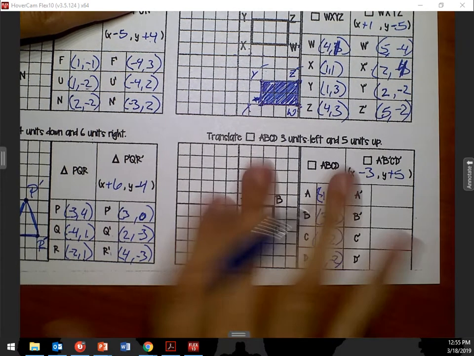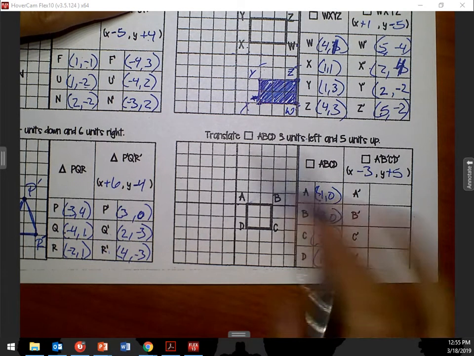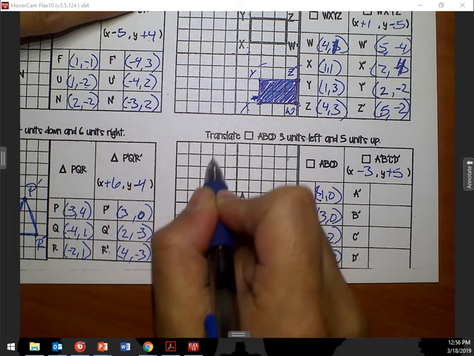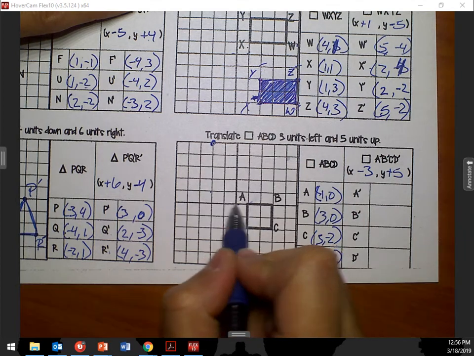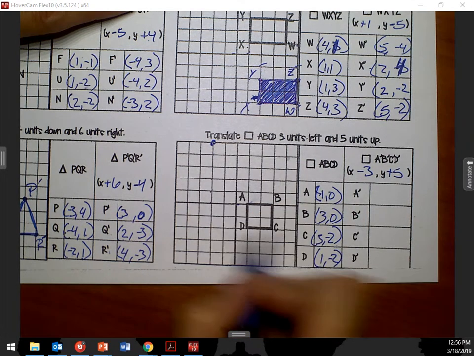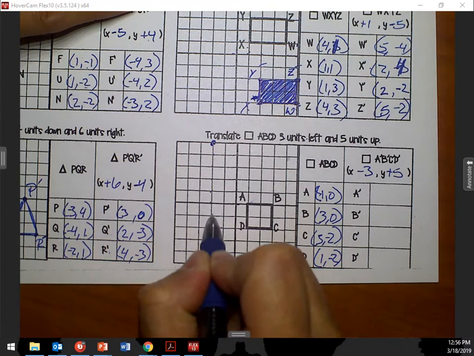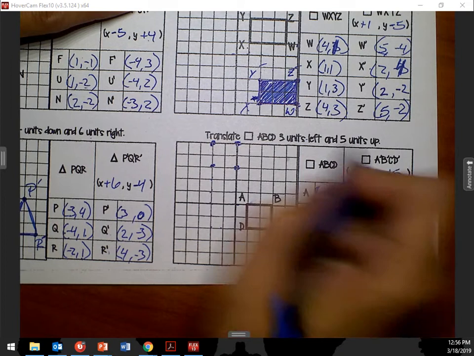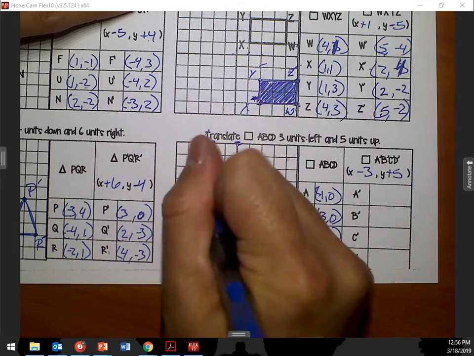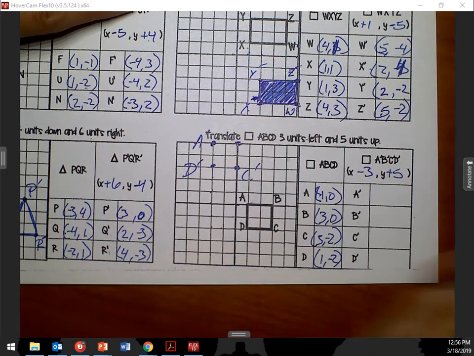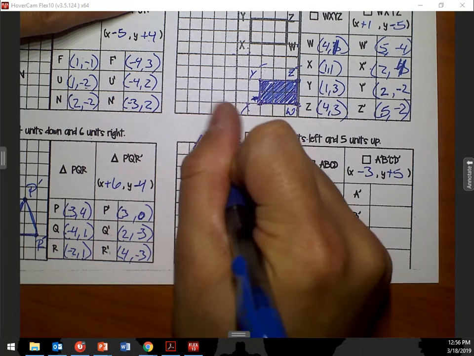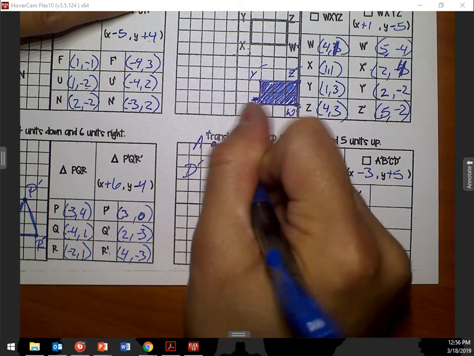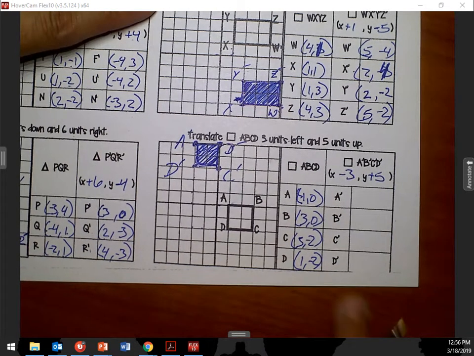All right, so let's go ahead. I'm going to do this first, then do the math. So let's do the left and right first. So 3 units left, 5 units up. So 1, 2, 3, 1, 2, 3, 4, 5. So this is going to be my A prime, D prime, C prime, and B prime. There we go. All right, so let's do the math now.